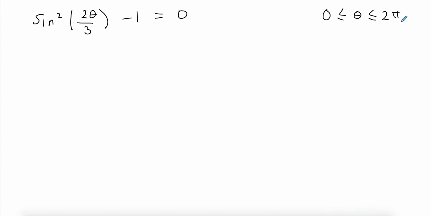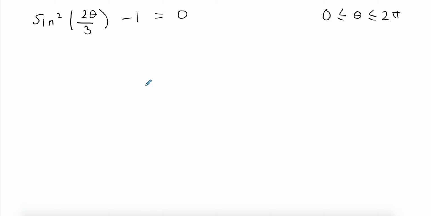So you have sine squared 2 theta over 3 minus 1 equals 0. And this is restricted within 0 to 2 pi. So we are within the domain. We don't have a negative domain here, so we'll see if we need to actually subtract anything. But this is what we have.